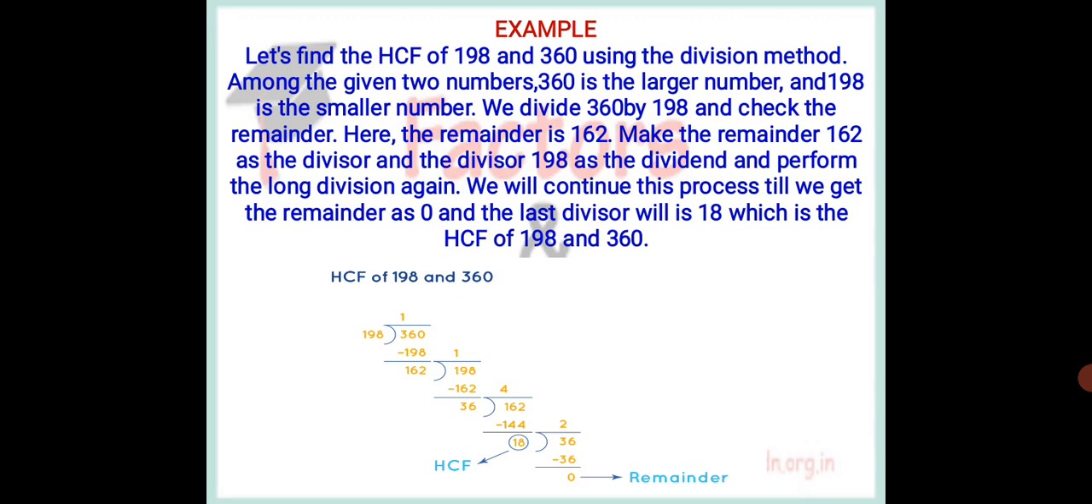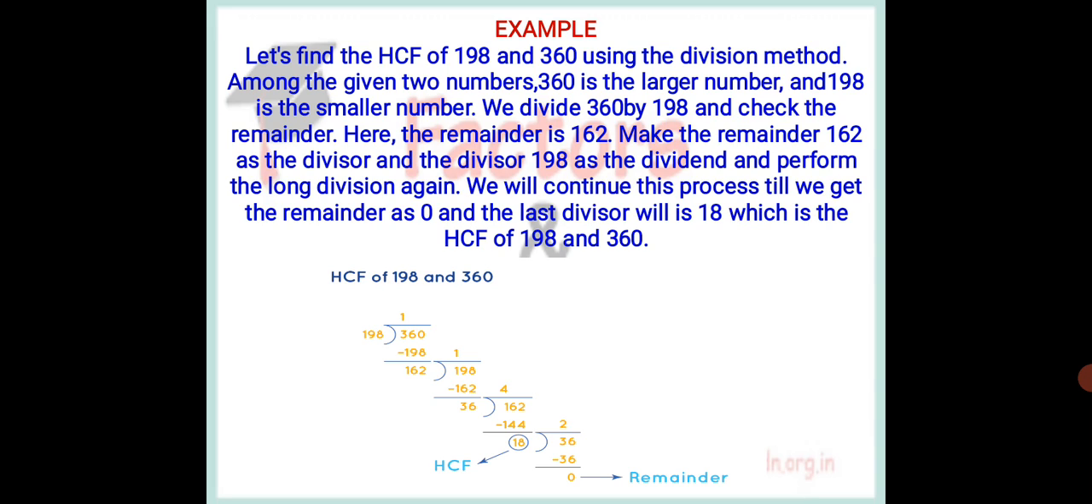Now I will discuss the example clearly with you. Suppose we have two numbers, 198 and 360. We have to find the HCF. What to do? Take 198 as divisor and 360 as dividend. It will work one time, and if we subtract 198 from 360 as a remainder, we will get 162.